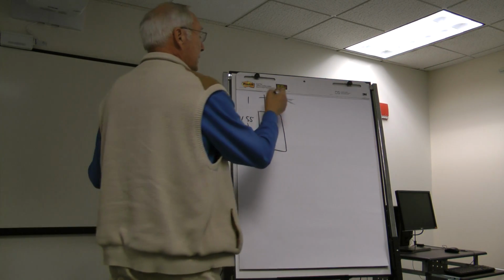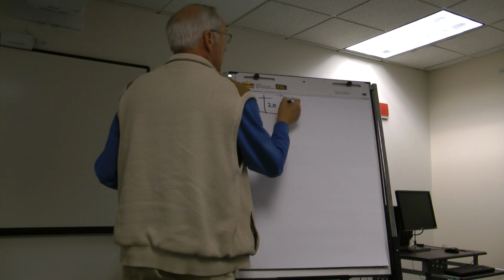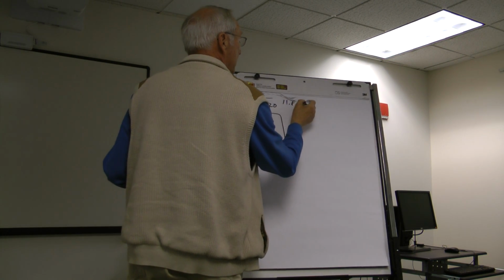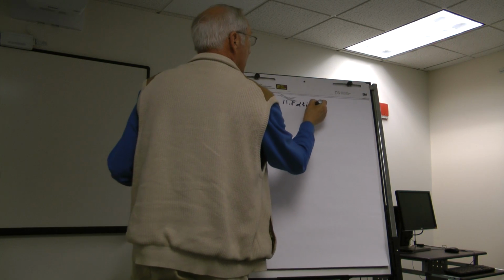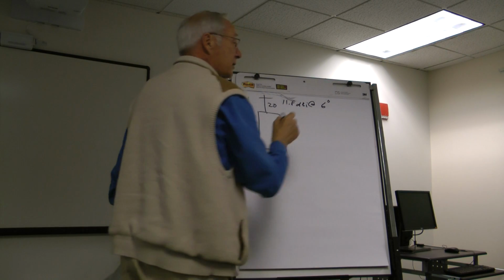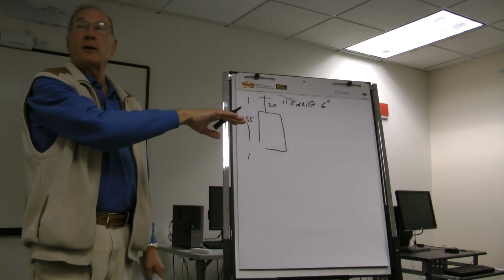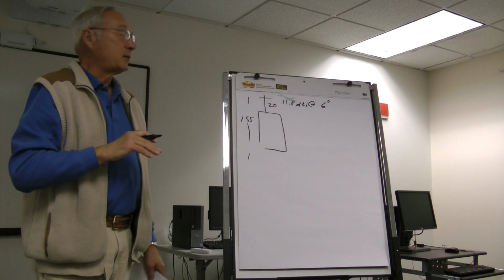The gain of this antenna, a 2-element delta loop, would be 11.8 dBi with a peak elevation angle of 6 degrees. That's pretty nice, because that gets you nice low angle coverage, which is what you want for DX.